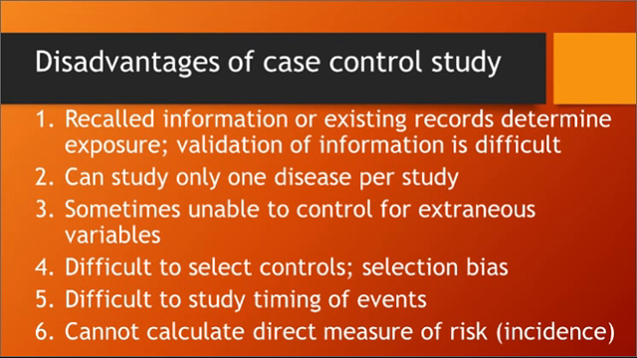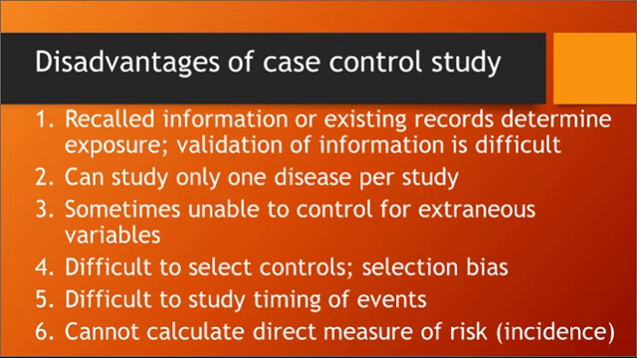Sometimes we can't control for certain variables. When we match on certain characteristics, it helps take that variable out, but we can't always match on all characteristics. It is hard to select controls, so we can have selection bias.